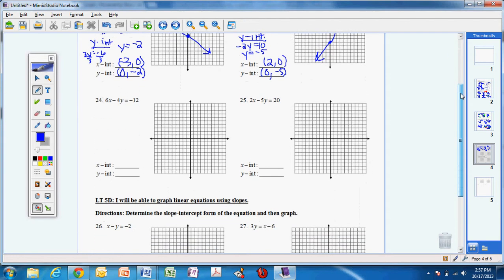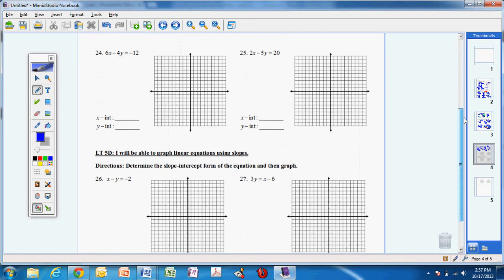So continuing on, now we're looking at 24. Again, we want to find our x and y intercepts. To find my x-intercept, I'm going to plug in 0 for y. So we're going to be left with 6x equals negative 12. And then my last step is to get x by itself, so I'm going to divide by 6. We're going to be left with x is equal to negative 12 divided by 6, which is negative 2. So as an x-intercept, that's going to be the point negative 2, 0.